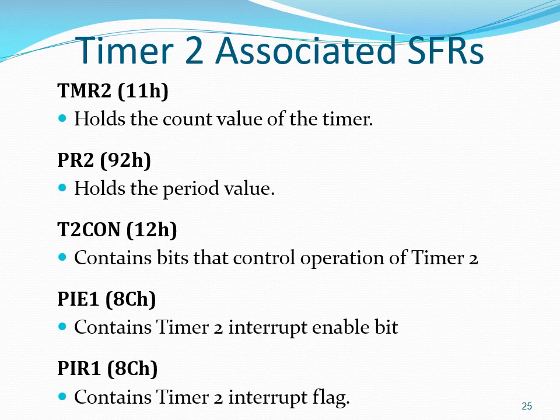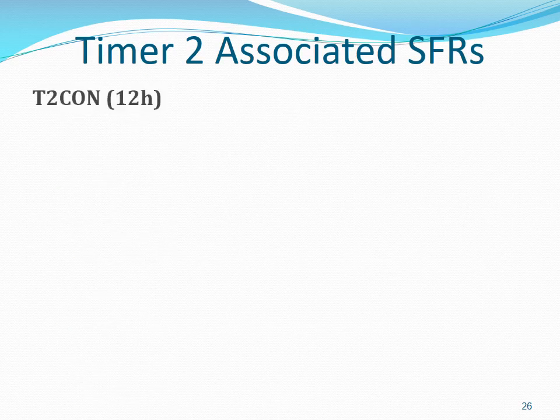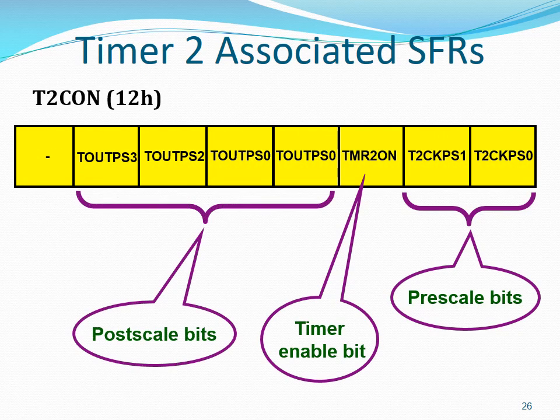PIE1, which contains the interrupt enable bit for the timer's overflow interrupt; and PIR1, which contains the interrupt flag for the timer's overflow interrupt. Let's look at the bits in T2CON that are used to control the operation of the timer. TMR2ON is the bit that is used to turn on or off the timer.